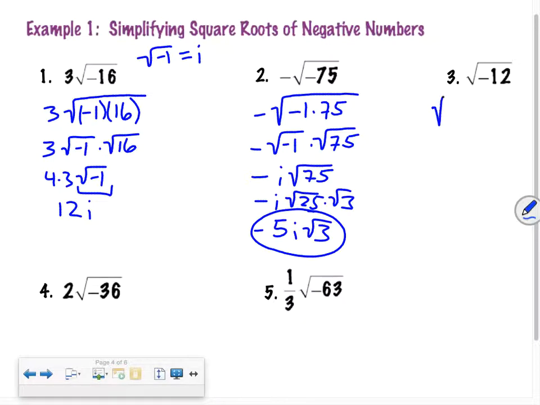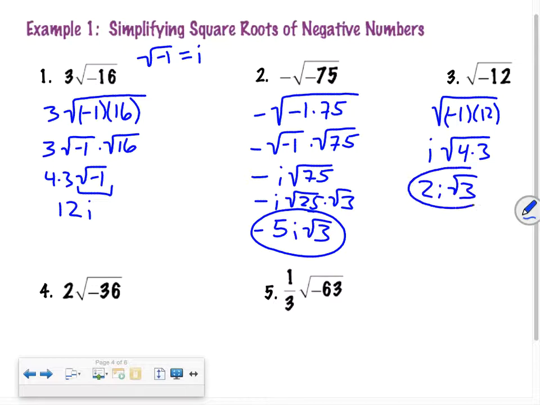We're going to rewrite the square root of negative 12 as the square root of negative 1 times 12, which turns into I times the square root of 4 times 3, which turns into 2I times the square root of 3.